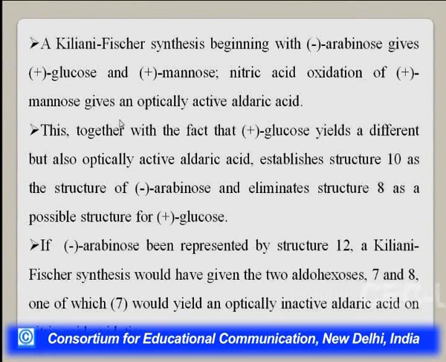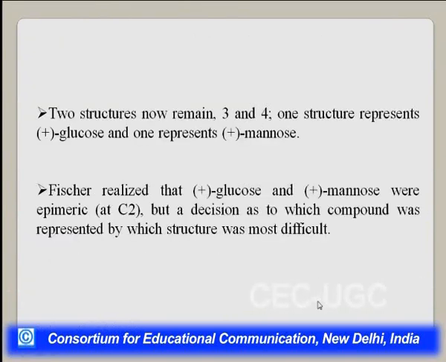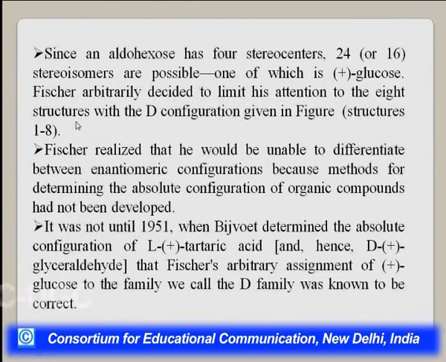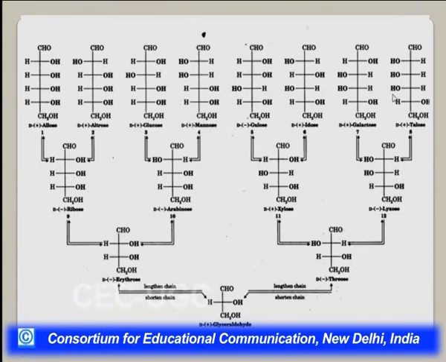And if you see this together with the fact that glucose yields a different but optically active aldaric acid, and if arabinose has been represented by structure 12, a Kiliani-Fischer synthesis would have given the 2 aldohexoses 7 and 8, and one of them, 7, would end up optically inactive. So, this is not possible. Now, the possibility of 8 is also discarded, because this is not possible. So, we will get only 2 possibilities now, 3 and 4.